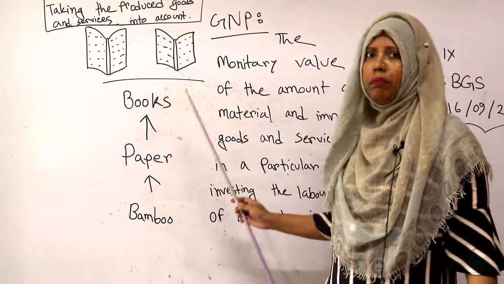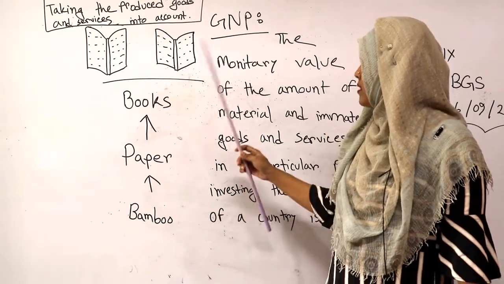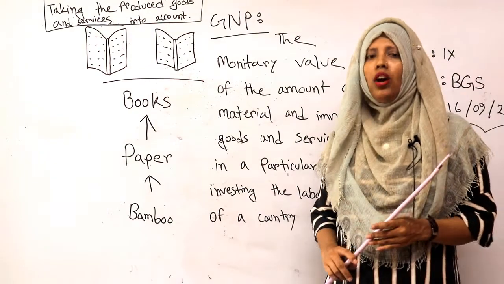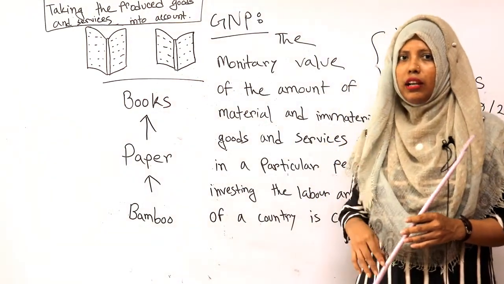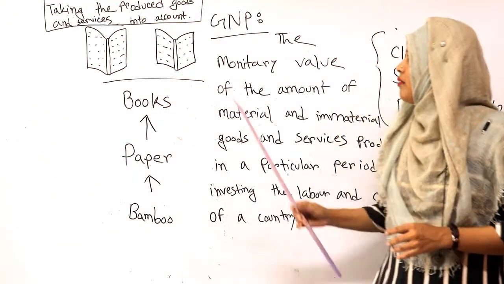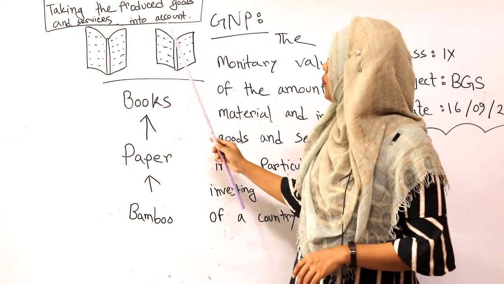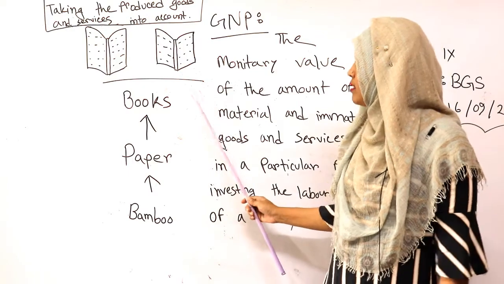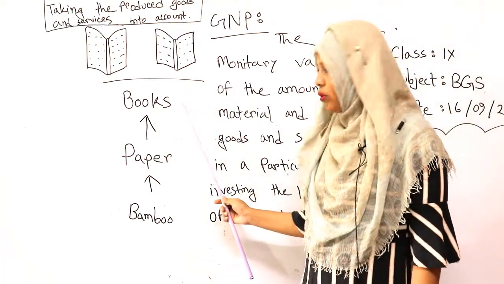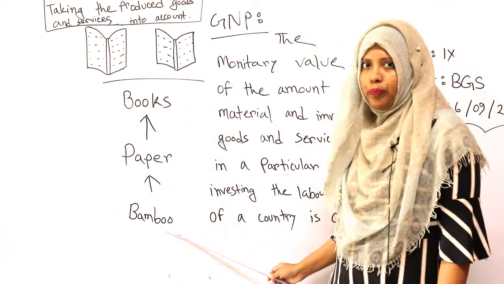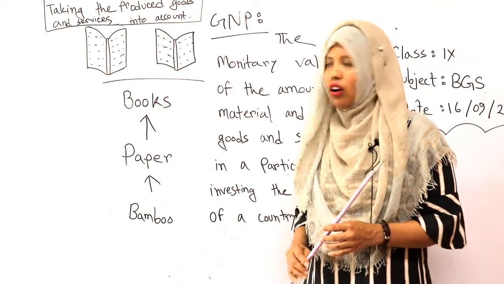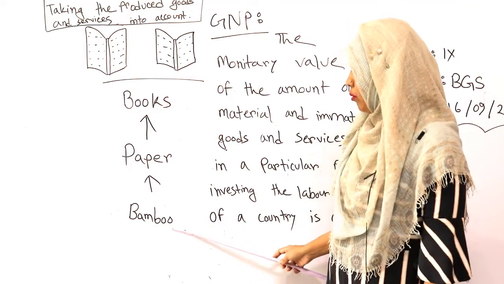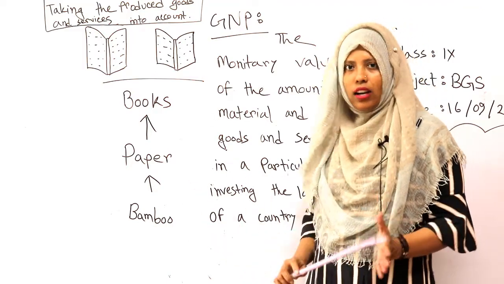Here is an example of measuring GNP or gross national product. We measure GNP in 3 ways. First one is taking the produced goods and services into account. Produced goods means ultimate goods like books. Here the bamboo. Bamboo is the raw material of the book. And when we purchase bamboo, bamboo has a cost.